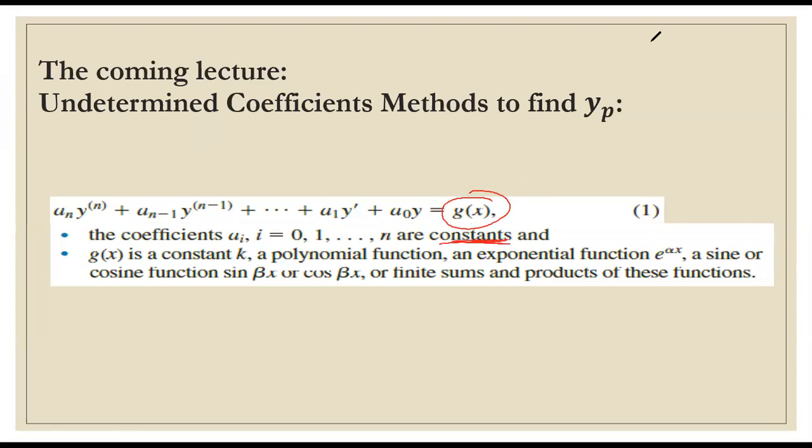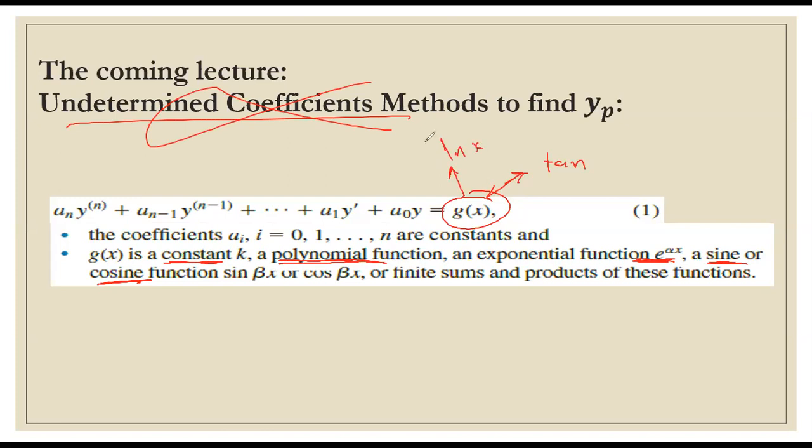I'm sorry, this constant, not for this. Maybe constant, so my Gx is a constant, or polynomial, or exponential function, sine, or cosine function. But if this Gx may be tan, no, I can't use this method. Undetermined coefficients can be used if the right hand side is ln x? No, I can't use it. If the right hand side is sec, I can't use it. I can't use this method. So which method should I use? We are going to learn.